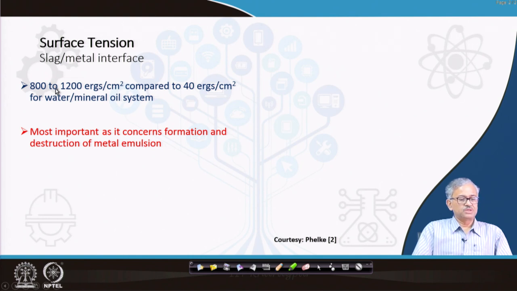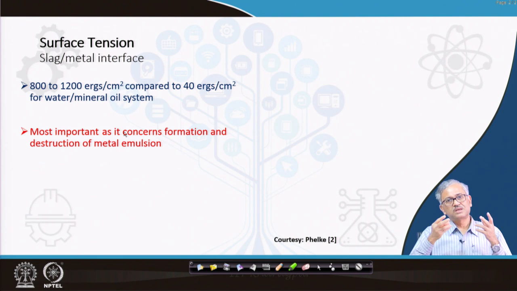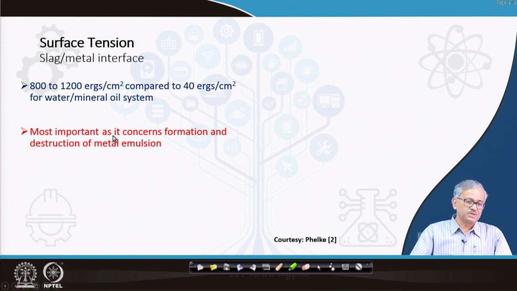That is the most important thing, because if the surface tension at the slag-metal interface is less, then you can easily generate the droplets. And again, if the surface tension is less, then the stability of the emulsion will also be higher. So the slag-metal interface is very important.